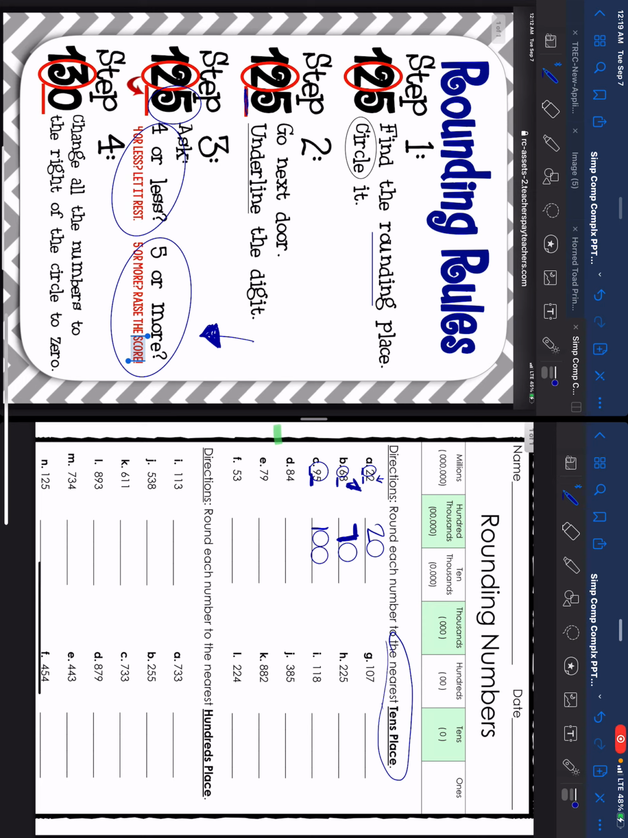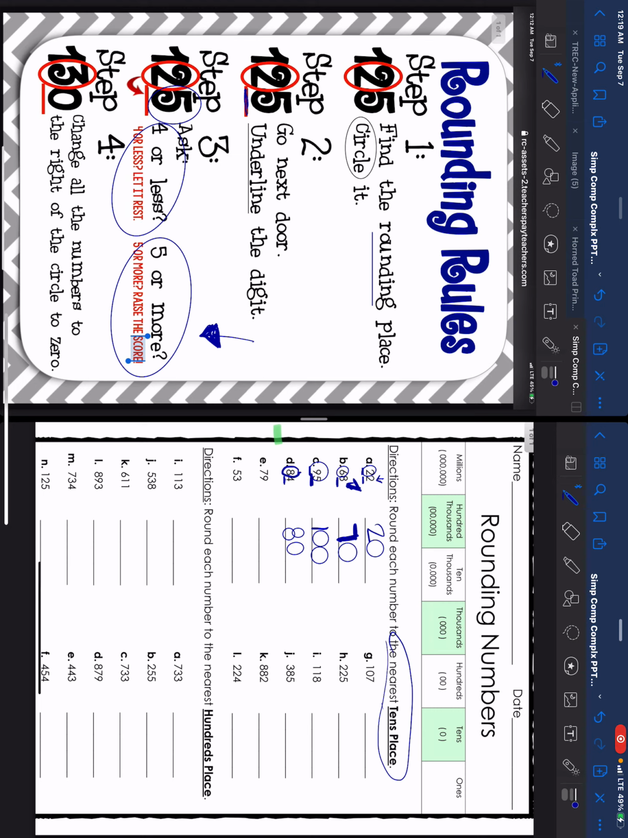So 84. The number in the tens place is the 8. Step 2, go next door, underline the digit. I'm going next door, I'm underlining 4. Step 3, if it's 4 or less, let it rest. So change all the numbers to the right. So the 8, we said let it rest because it's 4 or below. All the numbers to the right become 0.